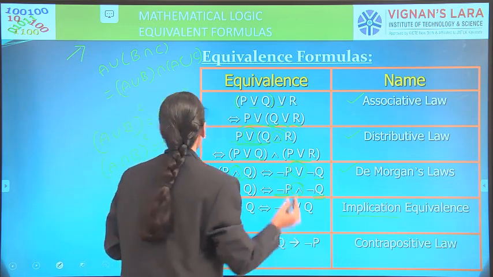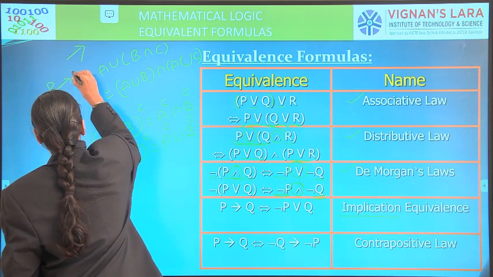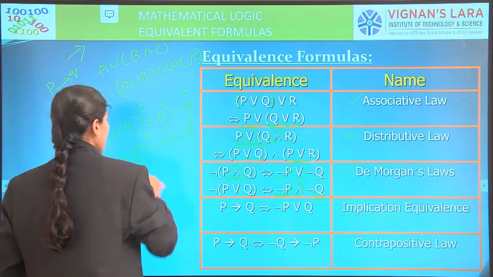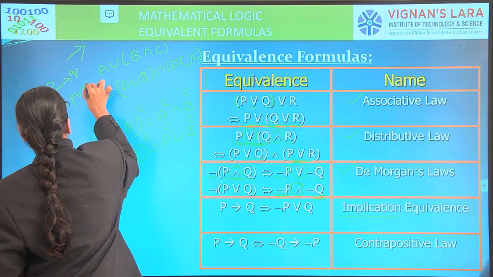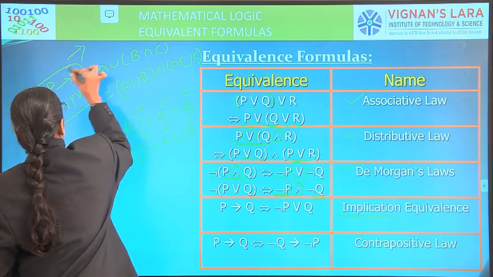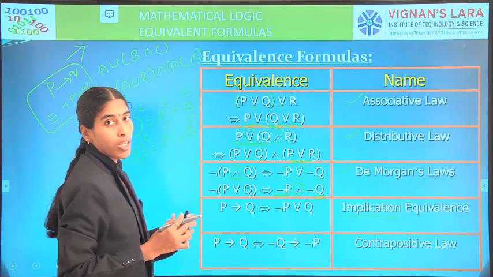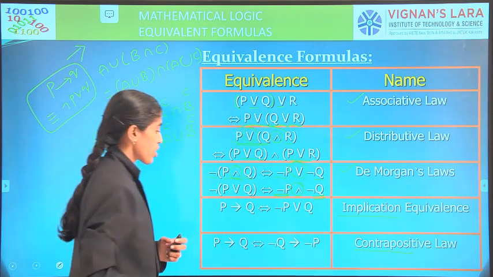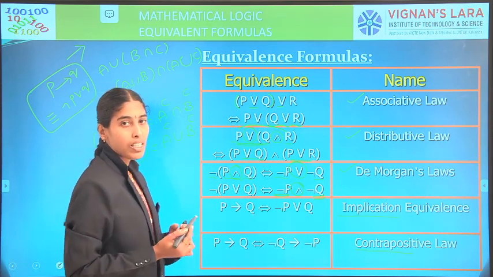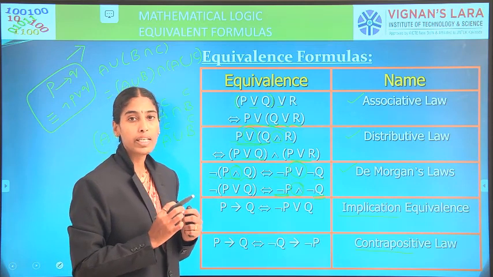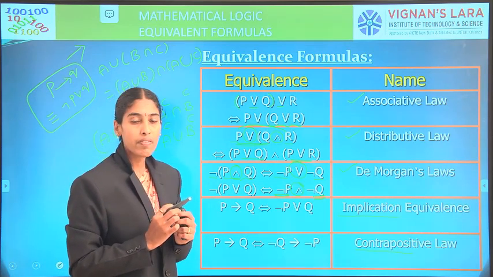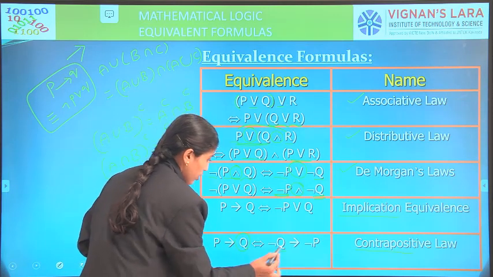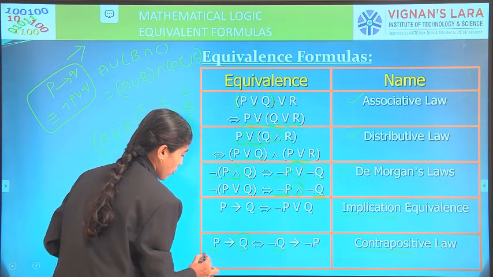So what is the implication? P implies Q. Whenever P implies Q is there, we can replace it by negation P OR Q. It is a very important formula to convert the implication using negation, OR and AND symbols. Next one, contrapositive statement. Already in the previous class we discussed that a conditional statement P conditional Q is equivalent to its contrapositive, which is nothing but the second variable's negation implies the first variable's negation.